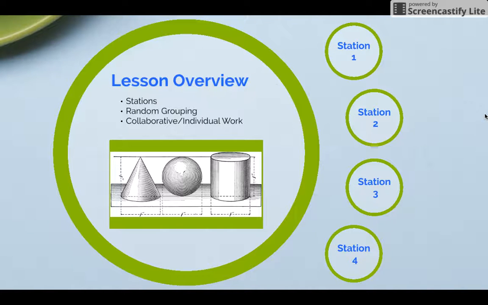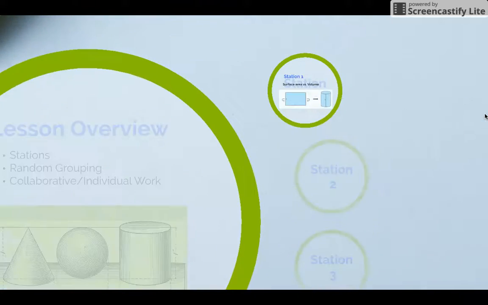Students were randomly sent to start at one station. They were instructed that they absolutely could and should work together, but once they were done at a station, they were able to get up and move to the next one without waiting for the group.